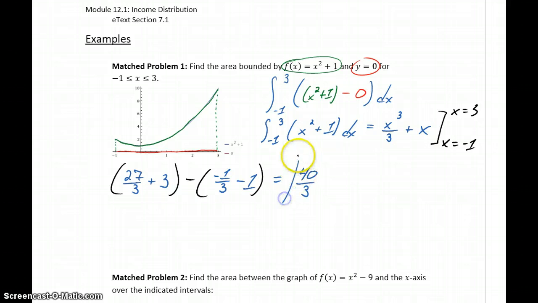Or we could write that as an approximate decimal form depending on whatever our problem is asking for. But from there, just a calculator operation to get to that final result.